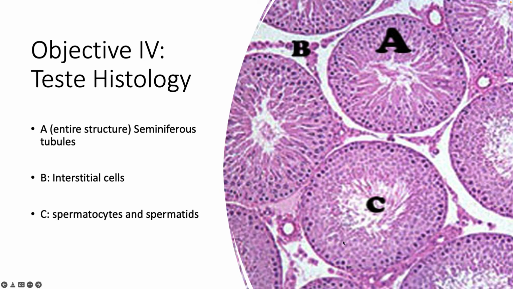All right. And then also you need to be able to identify that these are interstitial cells in between all the seminiferous tubules. So all the big circles are seminiferous tubules. Everything in between would be the Leydig or interstitial cells, helping with testosterone. All right. So these would be the interstitial cells.